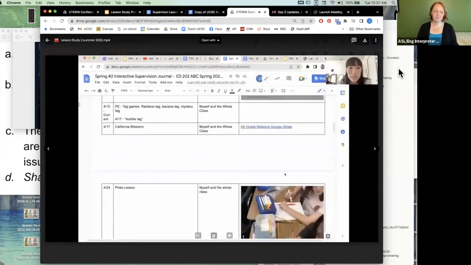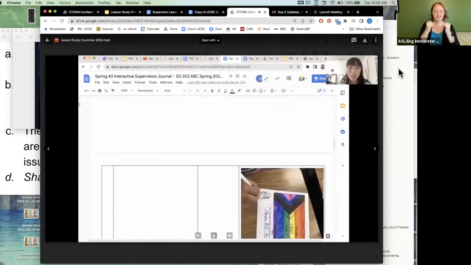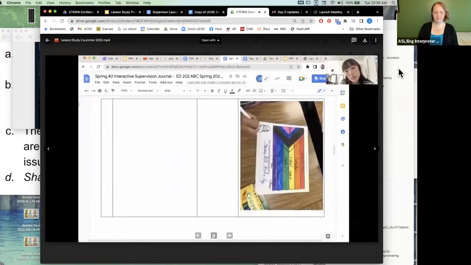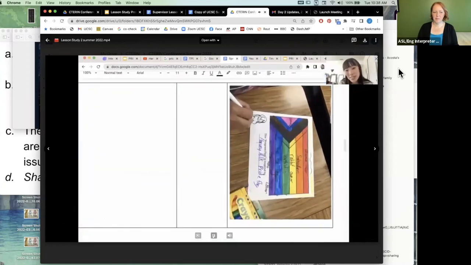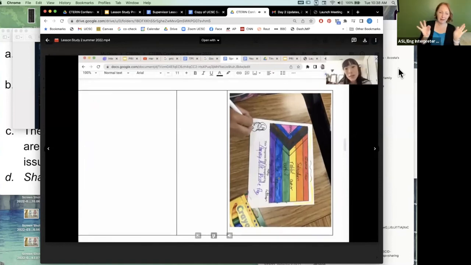So here are some pictures. On this side, you see the progress flag, and I had them write their identities on each line. I'll show here. Some of the students are proud of being a game lover, Salvadorian, rabbit owner, artist of 2 languages, so bilingual.